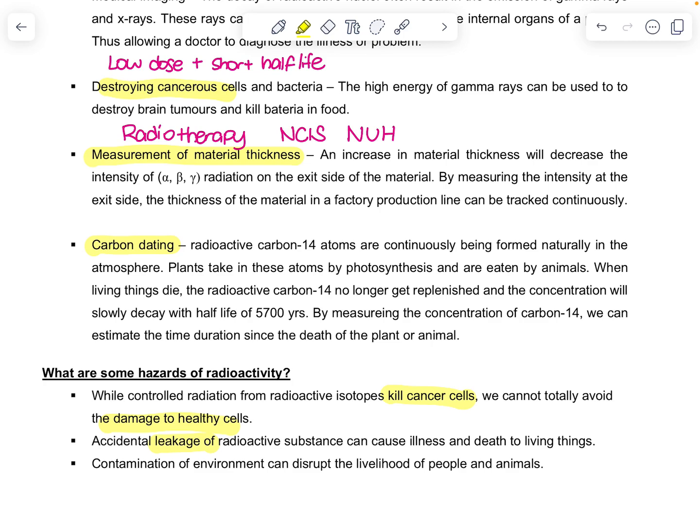That's why nuclear waste from nuclear plants is buried deep under the ground, and it's expensive and costly to deal with. And that's all for this chapter.